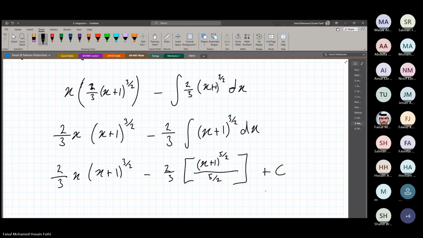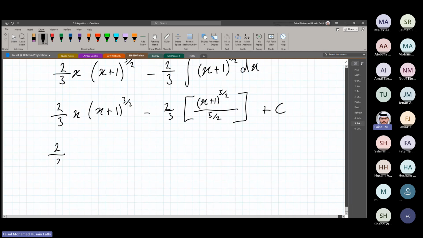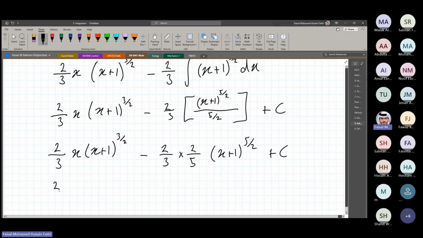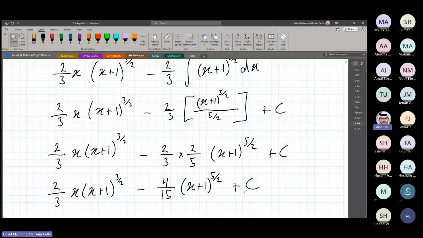And then plus c. So the final answer is going to be 2 over 3 x into x plus 1 to the 3 over 2 minus 2 over 3 times 2 over 5 into x plus 1 to the 5 over 2 plus c. Finally, 2 over 3 x into x plus 1 to the 3 over 2 minus 2 over 3 times 2 times 2 is 4, 3 times 5 is 15, x plus 1 to the 5 over 2 plus c. All right, and that's it. This is basic integration, how you have to do it.